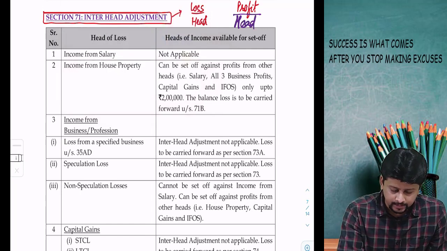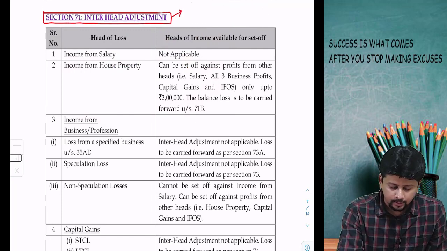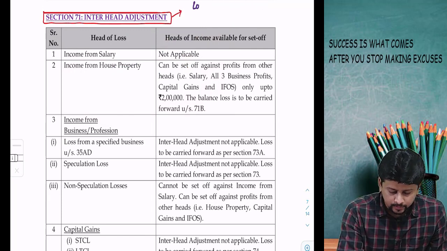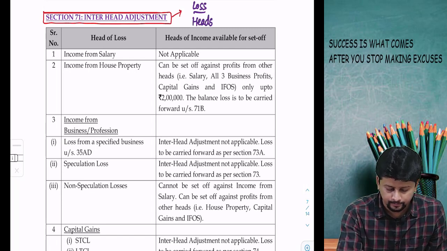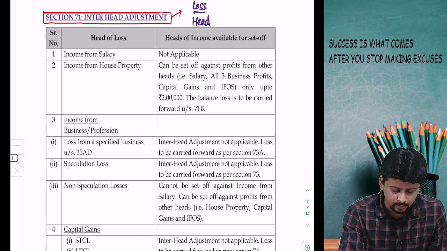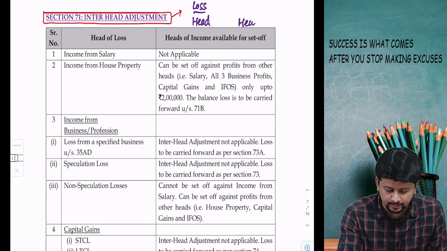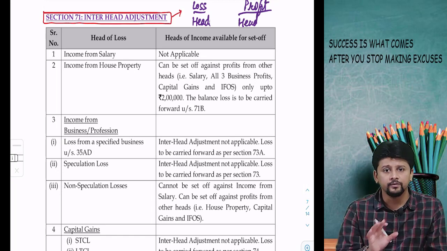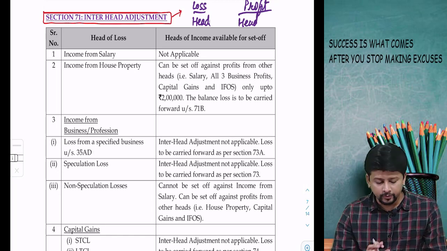There is loss in one head, there is profit in another head. Set off is being done amongst the heads of income. One head has given me a loss, the other head has given me a profit, and I am doing the set off. Now here the restrictions are simple enough to understand.